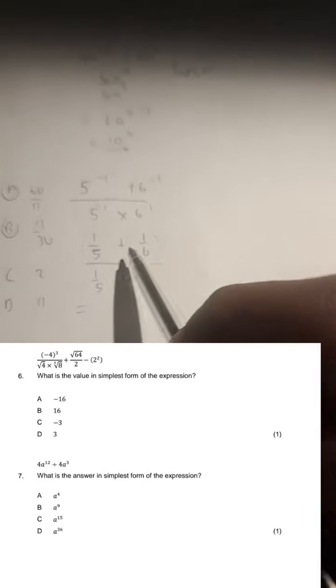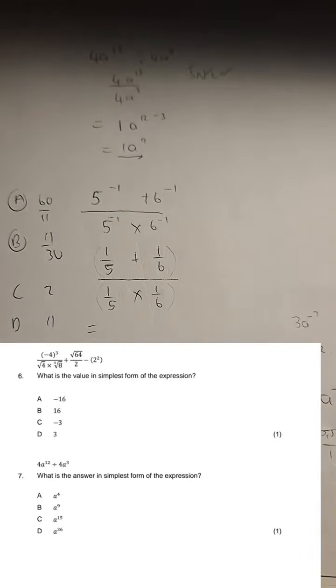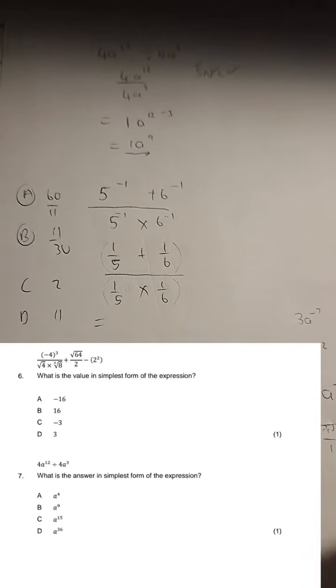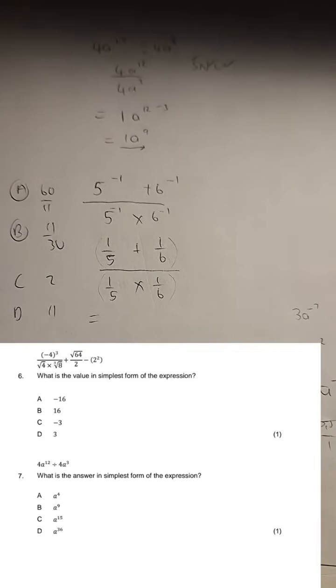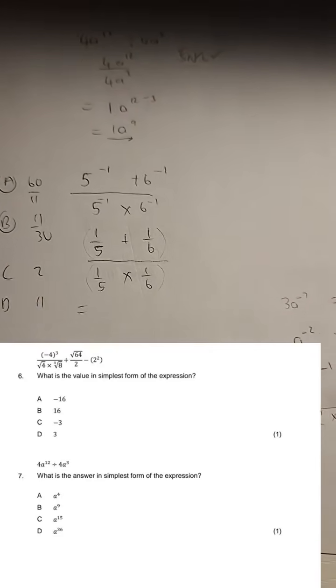Okay, so 1 over 5 plus 1 over 6. I mean, you could use your calculator because remember, in this GEC paper, you are not going to be writing your working out. You are just going to be selecting the right option. Okay, and what you want is the answer at the end of the day.